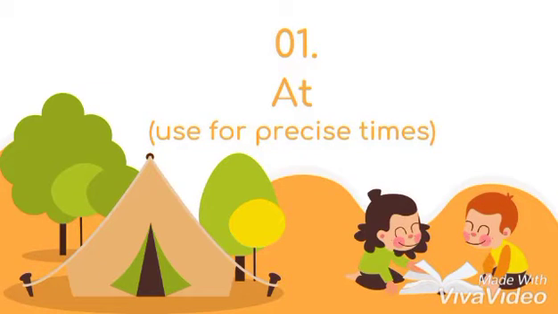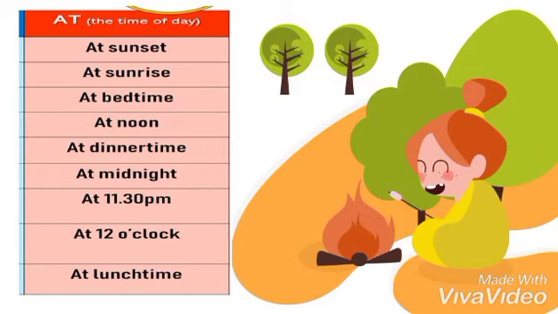The first one is at. We use at to indicate precise times. These are examples of using at for precise time. At sunset, at sunrise, at bedtime, at noon, at dinner time, at midnight, at 11:30 p.m., at 12 o'clock, and at lunchtime.